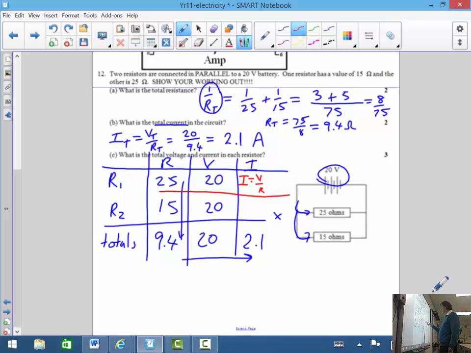So 20 over 25 is 0.8 amps. And 20 over 15 would be about 1.33, so 0.8 plus 1.3, we're going to get 2.1. So yeah, the total current there should add together to give you that one, because it's splitting up from 2.1 here, and it's going down the two paths. It's about 0.8 down that way, and 1.3 down that way. So that seems to make sense.